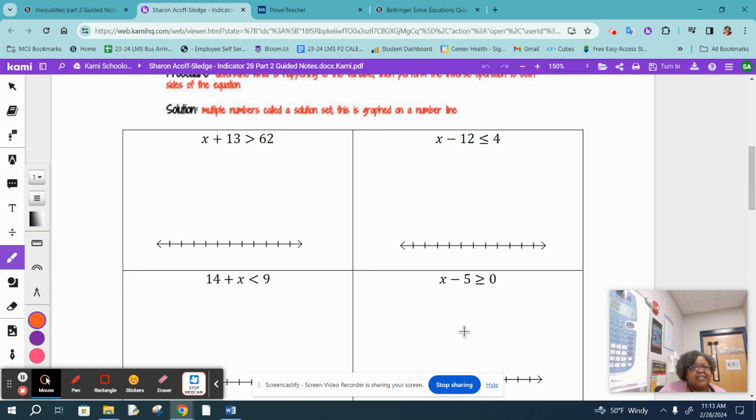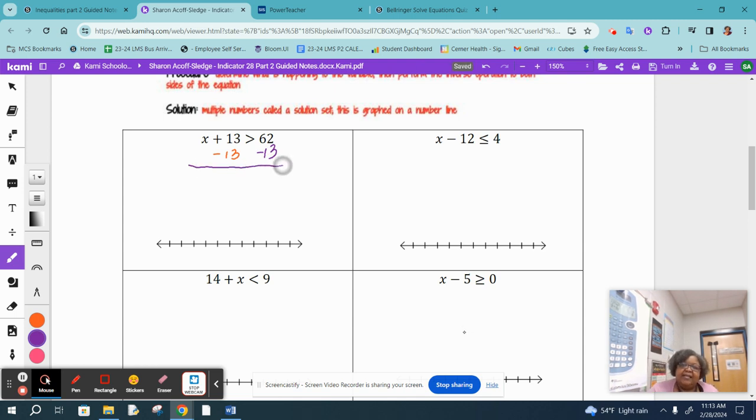Okay, so we have x plus 13 is greater than 62. So what's over here with the x? 13. And is it plus or minus? It's plus. So what do I do? What's the inverse? Minus. So I'm going to minus 13 here. Where did my colors go? I got to figure out how to get my colors back. So minus 13 here. I need the black back. And minus 13 here. All right.